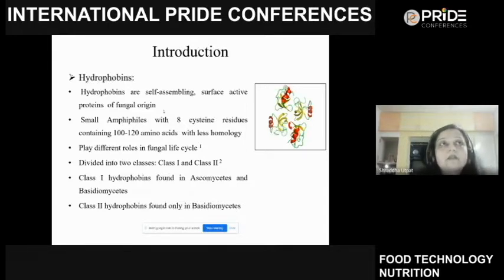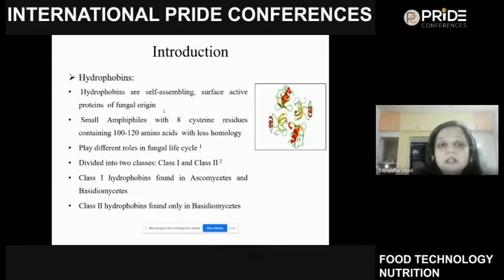Hydrophobins are self-assembling, surface active proteins of fungal origin. They are very small proteins having 100 to 120 amino acids, and they have very low homology within and across species, but they have a conserved domain of 8 cysteine residues, which is common in all the species. Based on that, they are classified into a new class of proteins called hydrophobins.